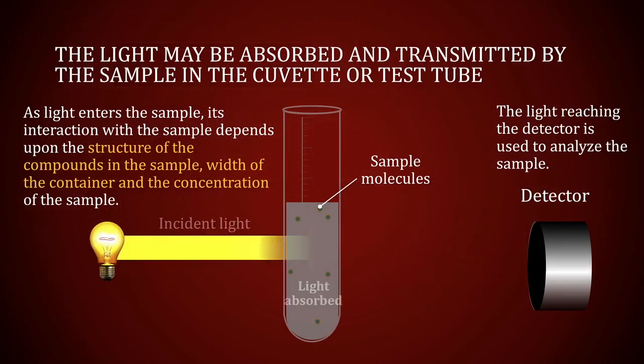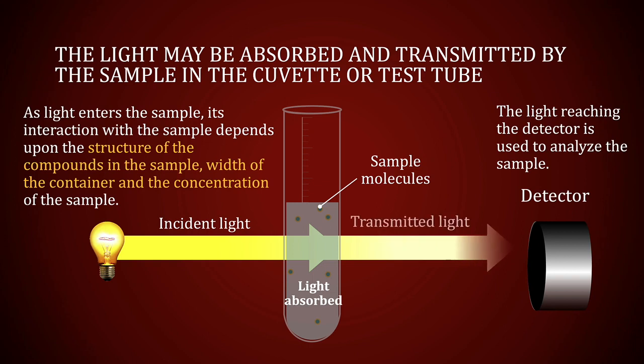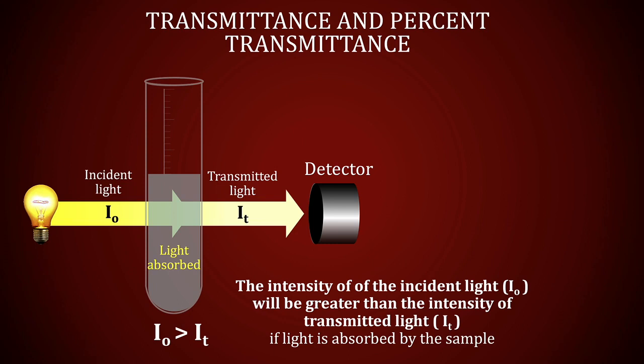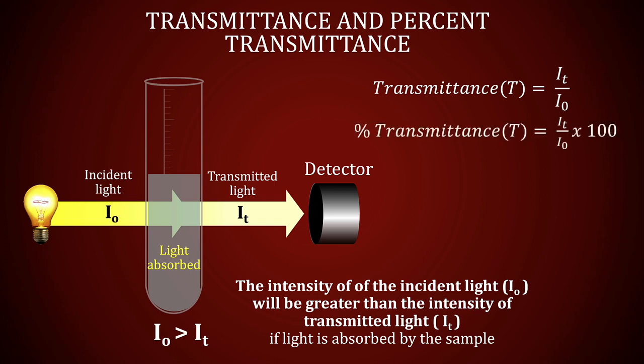As the light enters the sample, the incident light may be absorbed by the sample. The absorption of the light depends upon the structure of the sample molecules, the width of the container, and the concentration of the solution. If any light is absorbed, the intensity will change. The fraction of the light reaching the detector is called the transmittance. The percent transmittance is the transmittance times 100.